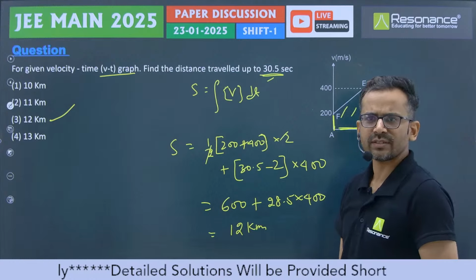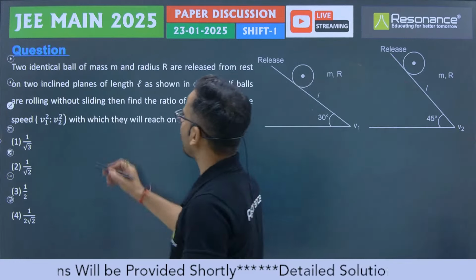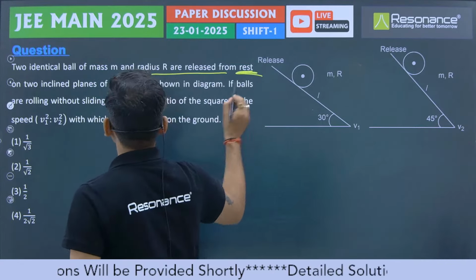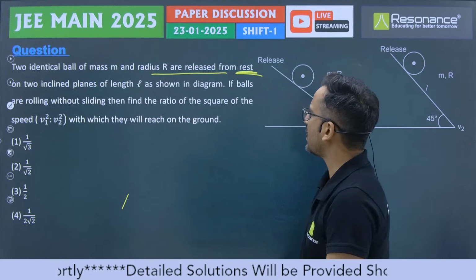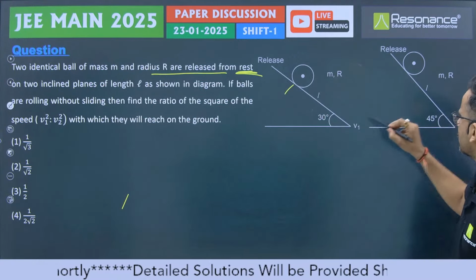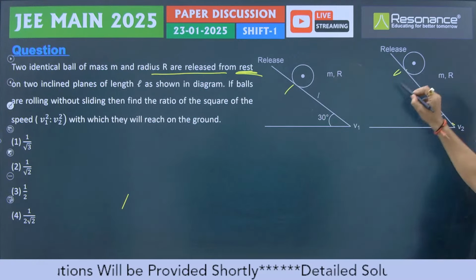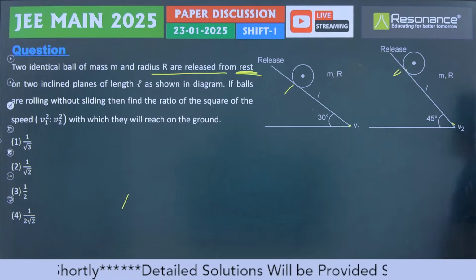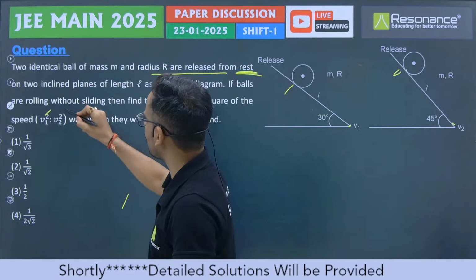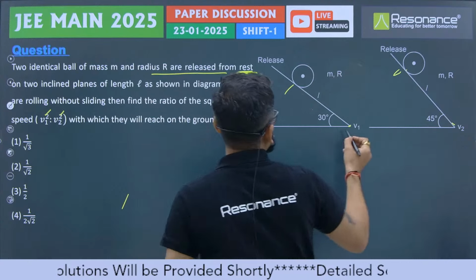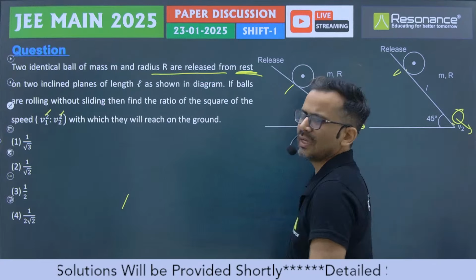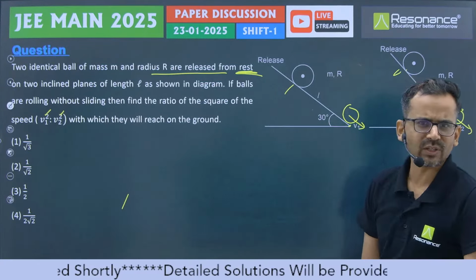Okay. Next question is, two identical balls of mass m and radius r are released from rest on two inclined planes of length L as shown in the diagram. These are two inclined planes of the same length, at the same distance L from the base. These two spheres are released. Now we have to find the ratio of v1 square to v2 square when they reach the ground. Means when it is reaching here, the velocity is v1. When it is reaching here, the velocity is v2.